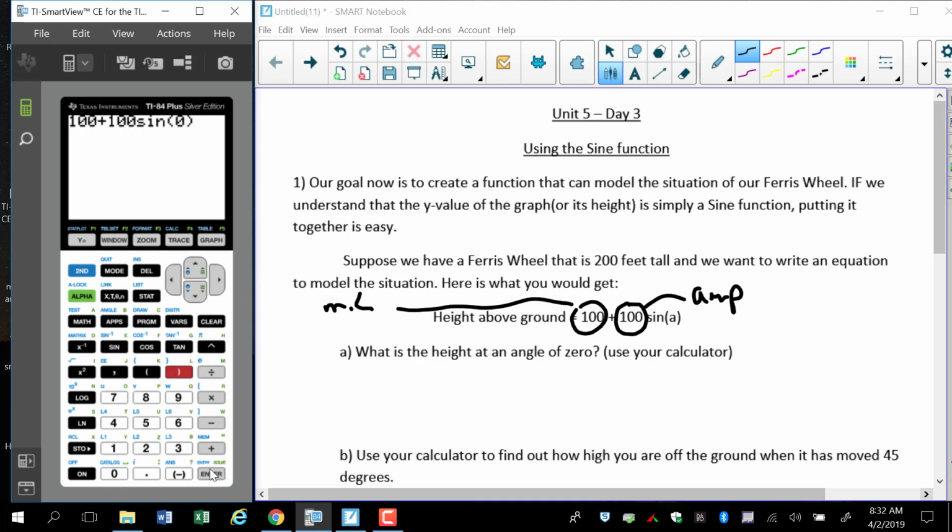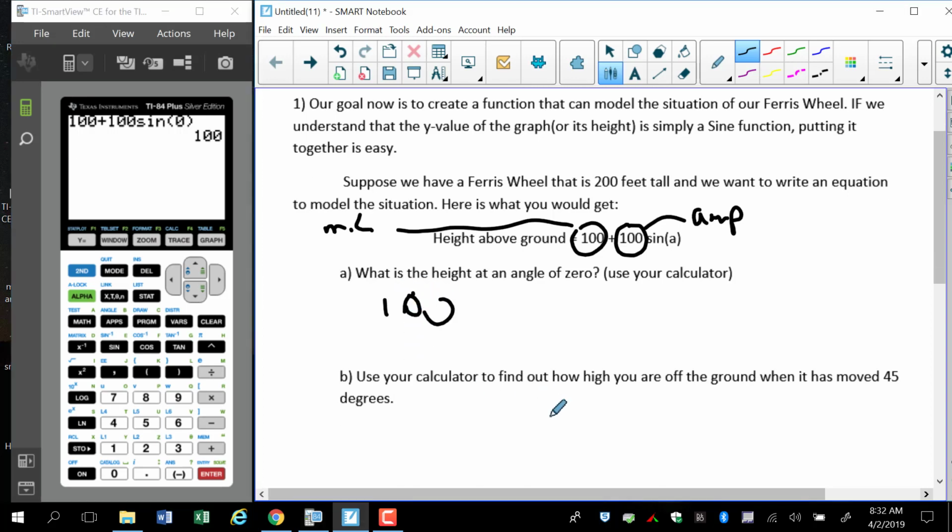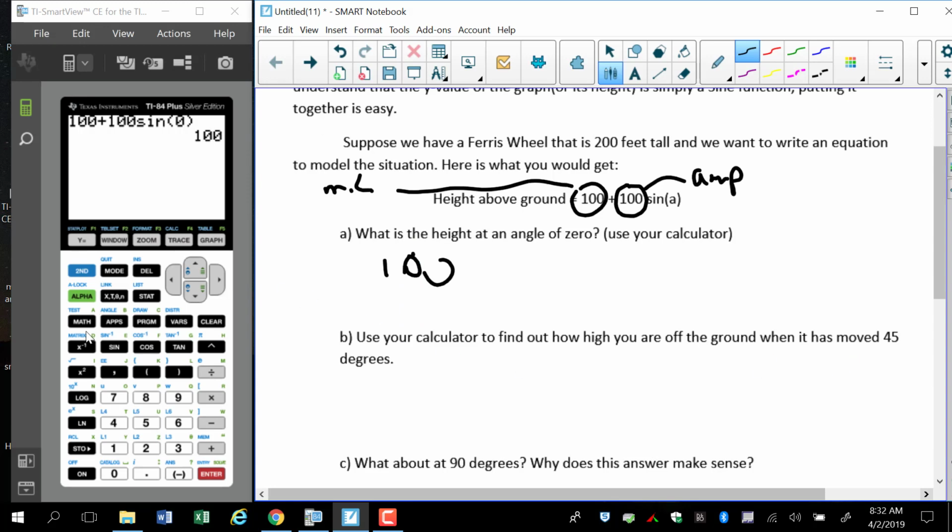Now before you hit enter, you should agree that at a sine of 0 degrees, we should be 100 feet up in the air. There it is, 100 feet up in the air. So this is 100. Use your calculator to find out how far off the ground it is when it moves 45 degrees.